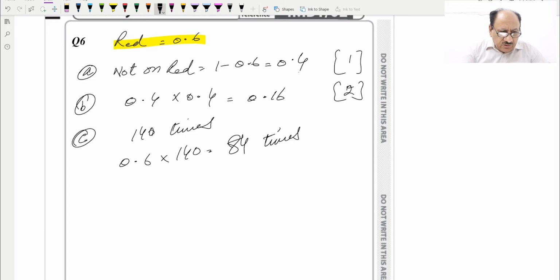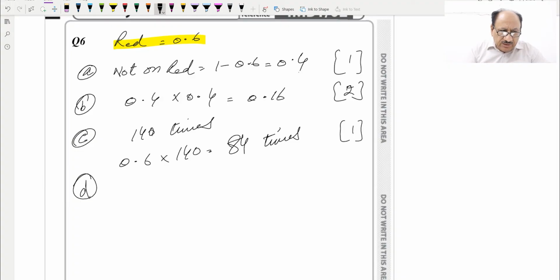C part is also done. This was 1 mark part which we have done. So D part is a little lengthier, and D part is 6 marks part. So carefully you will have to understand.